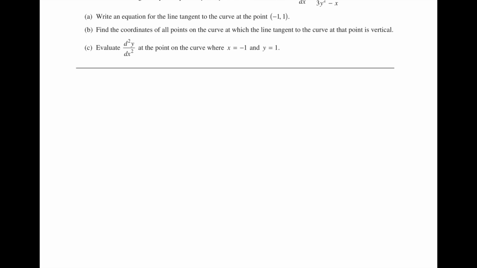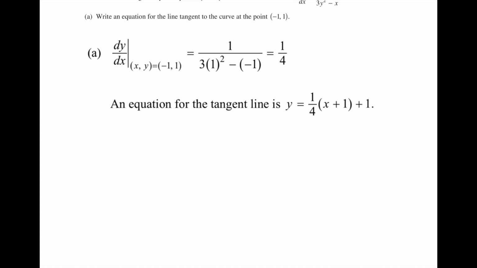So in part A, they want us to find the equation for the line tangent to the curve at the given point, minus 1 and 1. The first step to find the equation of a tangent line is to substitute. So we have the value of y, 1, and the value of x, minus 1. We just put the values and we will get 1 over 4. So 1 over 4 is m, which is our slope. This is the first step. The second step is to use the formula y minus y1 equals m times x minus x1. We have the point minus 1 and 1, and here we will have our formula.